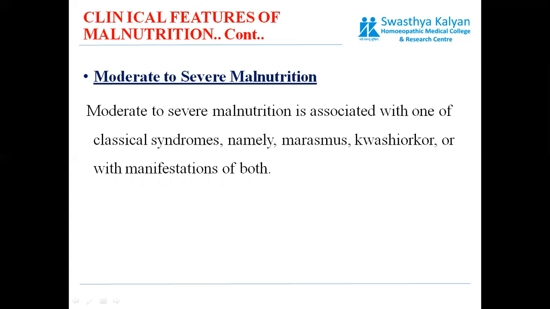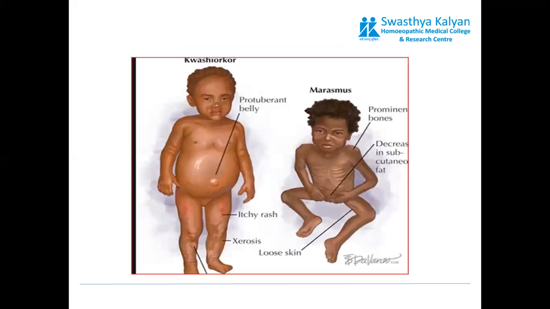Now we are discussing moderate to severe malnutrition. It is associated with one of the classical syndromes, that is marasmus, Kwashiorkor, or with manifestations of both. So now let us discuss what is marasmus. Here is a picture of marasmus and Kwashiorkor.